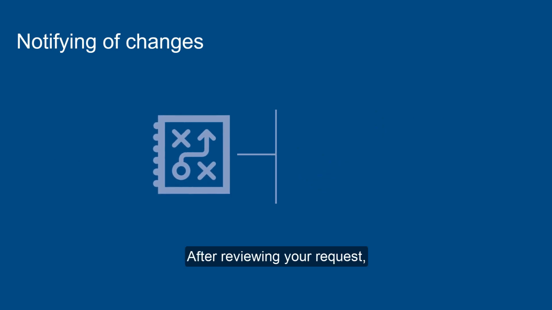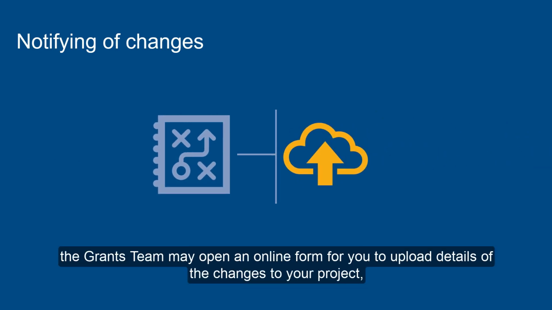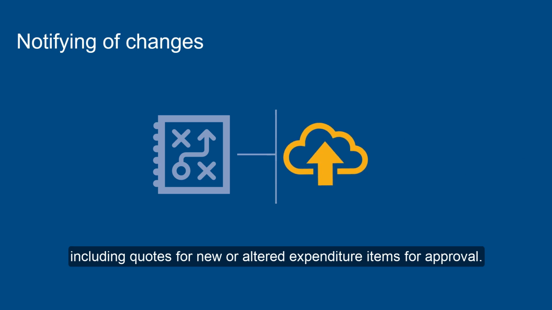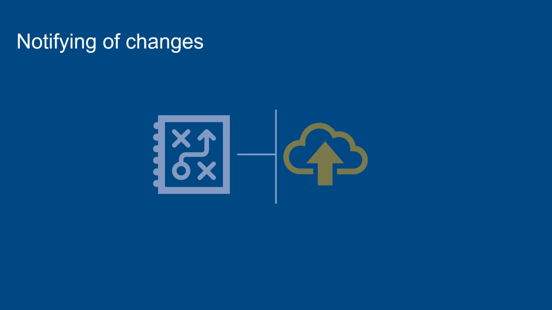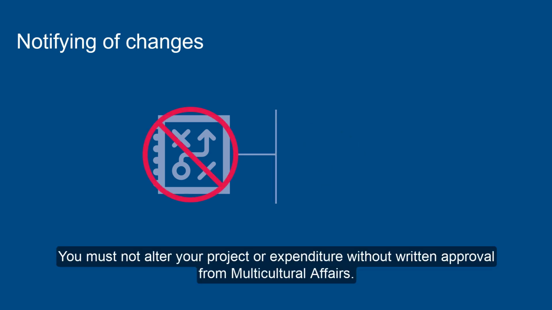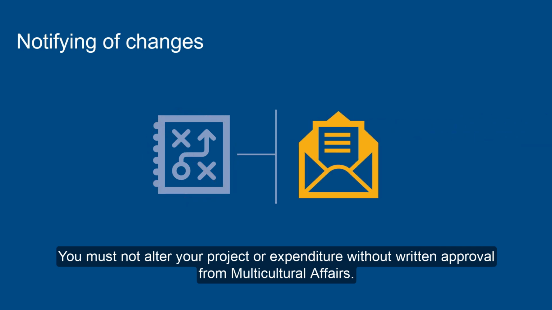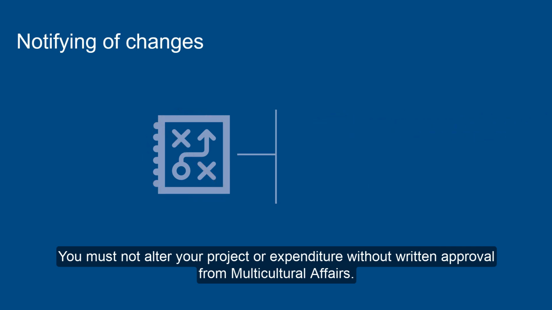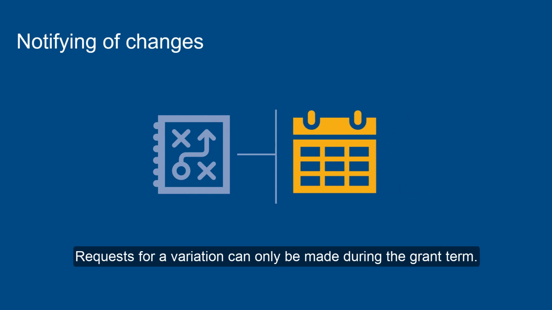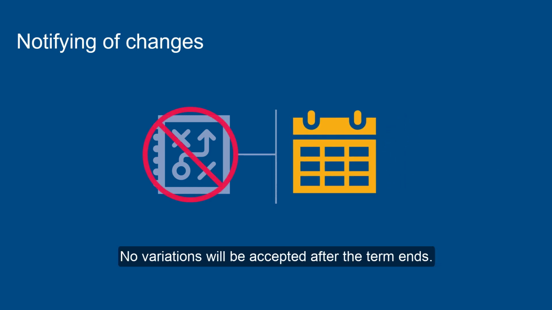After reviewing your request, the grants team may open an online form for you to upload details of the changes to your project, including quotes for new or altered expenditure items for approval. You must not alter your project or expenditure without written approval from Multicultural Affairs. Requests for a variation can only be made during the grant term. No variations will be accepted after the term ends.